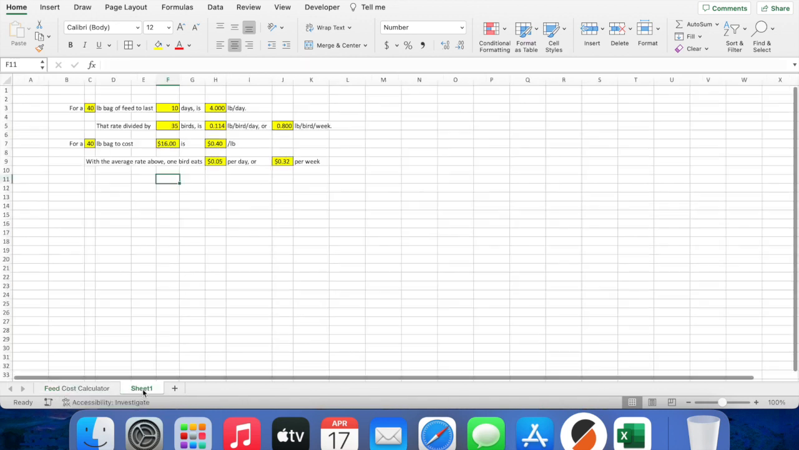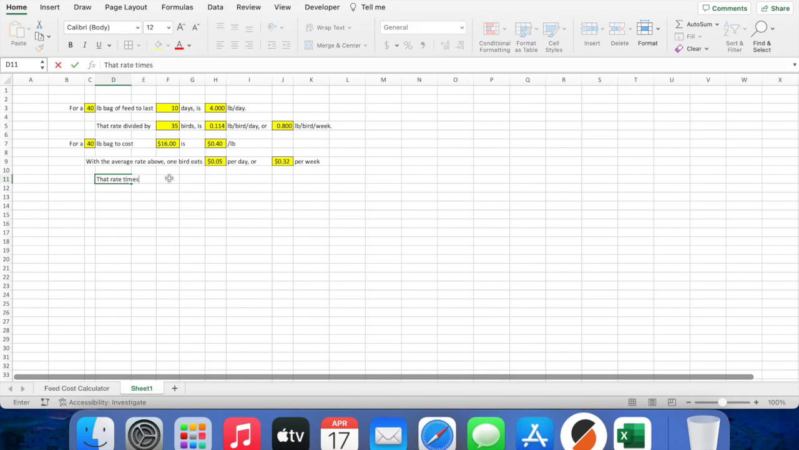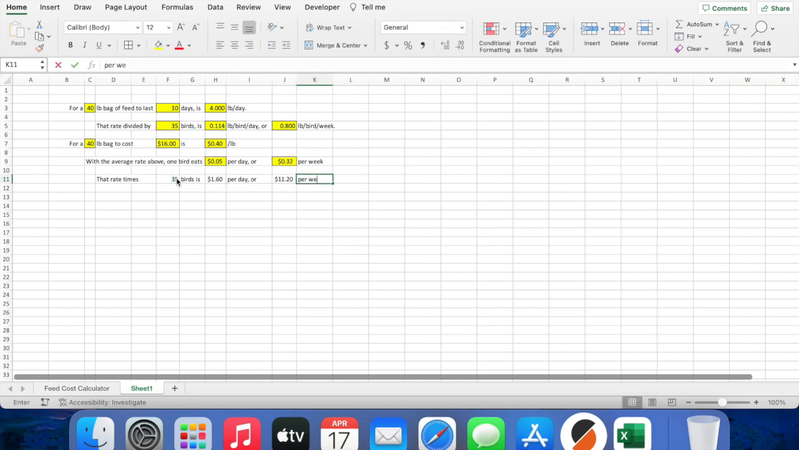The last one I'm doing here, that rate times, and again, I'm just going to make this equal to that cell, that way you only have one value for your amount of birds. That rate times 35 birds is equal to cost per day times one bird times your total. Same for the week, that value times total birds. So per week.